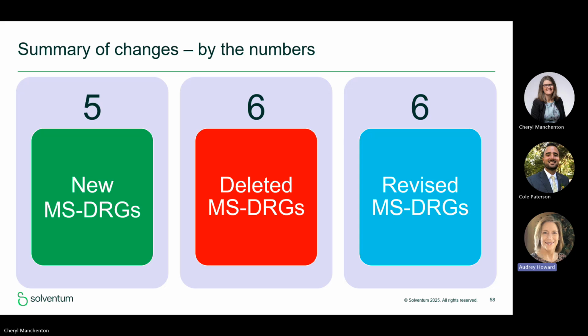I'm always talking about numbers and everything. It is always interesting to note that now with the changes that you see here, which was not really a big net gain because we actually deleted one, for fiscal year 2026, we now have a total of 772 MSDRGs. So we're getting up there.